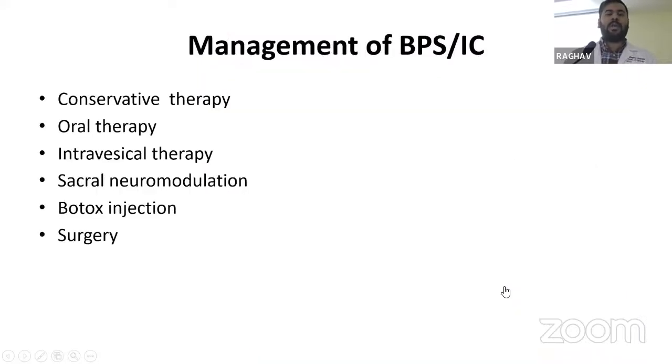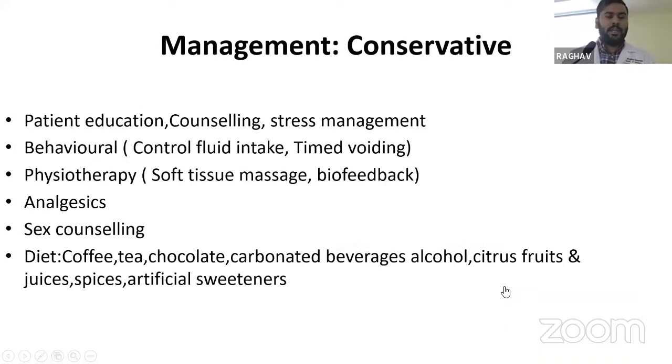Management of bladder pain syndrome and interstitial cystitis begins with conservative therapy, oral therapy, intravesical therapy, sacral neuromodulation, Botox injection, and lastly, surgery. Conservative management includes education, counseling, stress management. Behavioral modifications include controlling fluid intake, a timed voiding with voiding diary, physiotherapy, soft tissue massage, and biofeedback, analgesics, sex counseling, dietary modifications such as reducing coffee, tea, chocolate, carbonated beverages, alcohol, citrus fruits and juices, spices, or artificial sweeteners, or identifying a particular dietary item that causes a particular symptom in a patient.